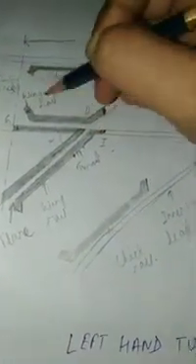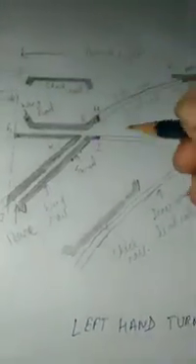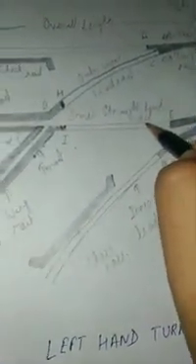Then this part is the inner straight of the lead rail, the inner straight lead rail, and this part is the outer straight lead rail.